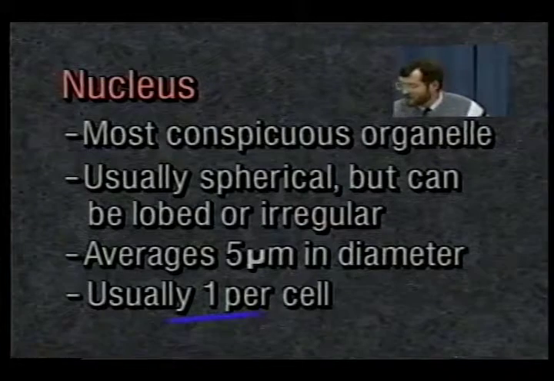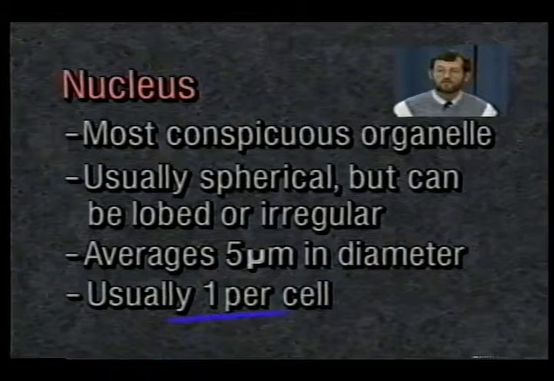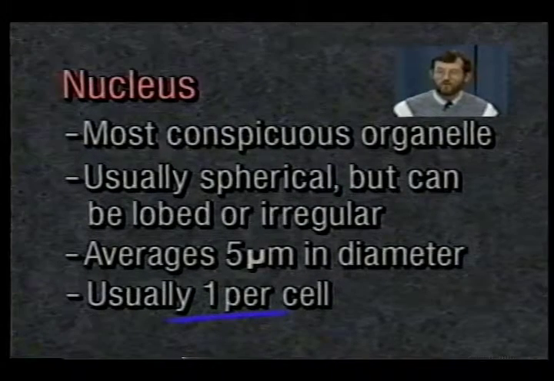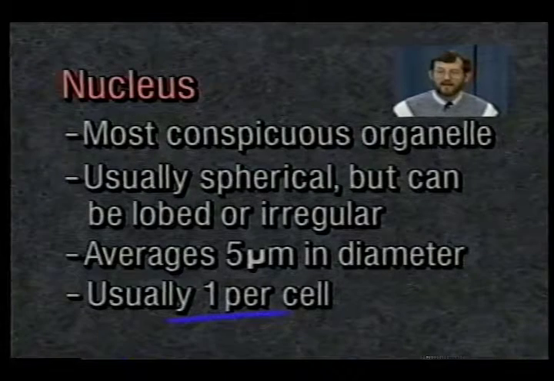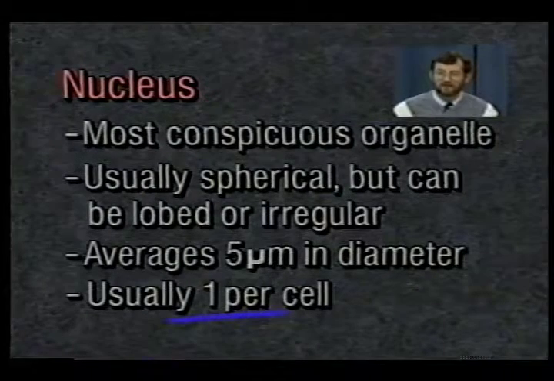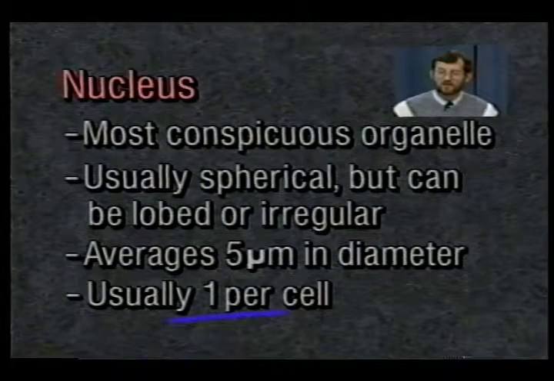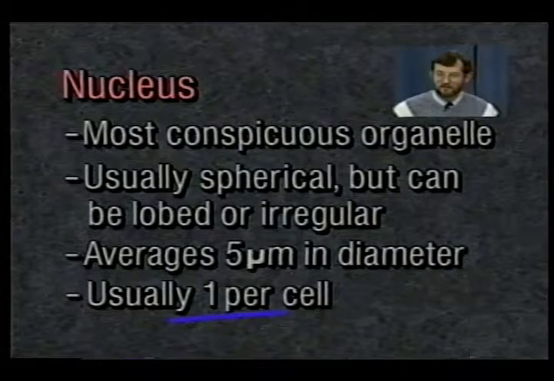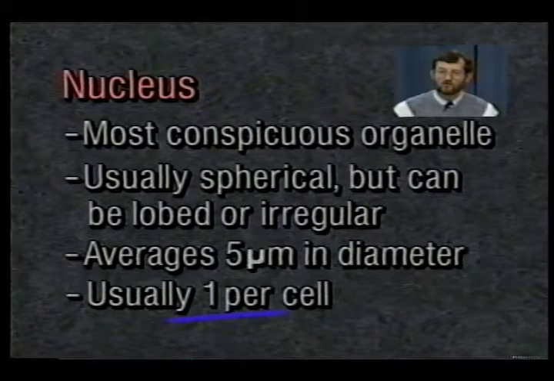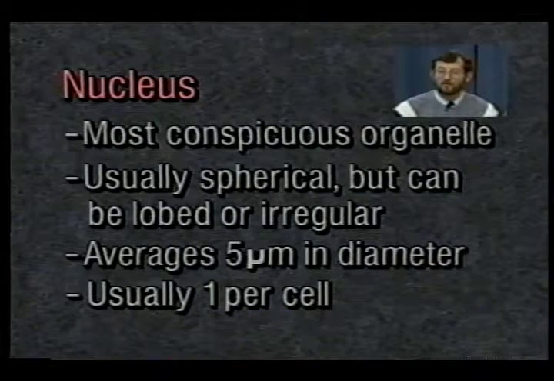Usually, but not always, we tend to find one of these per cell. We do have some cells that are enucleated or anucleated, don't have a nucleus, and we do have some types of organisms or cells that are multinucleated. Those are a little bit unusual, but general rule of thumb, 1 per cell, 1 to a customer.